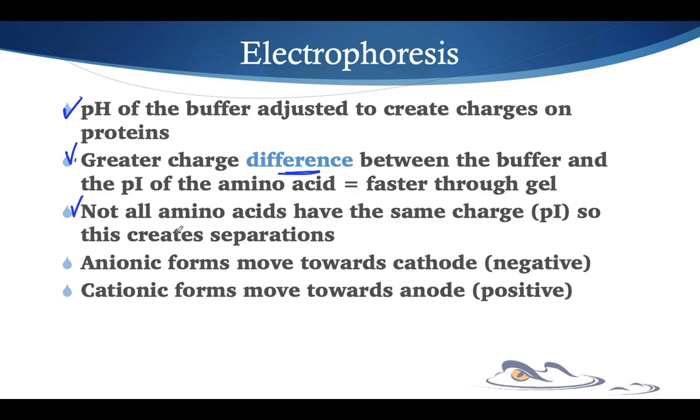Here's something to note. Not all amino acids are going to have the same PI, right? So this is what creates the separations. Some of them are moving faster or slower. Some of them are moving to the positive. Some of them are moving to the negative. And that's what's going to create the separation that we see in this.